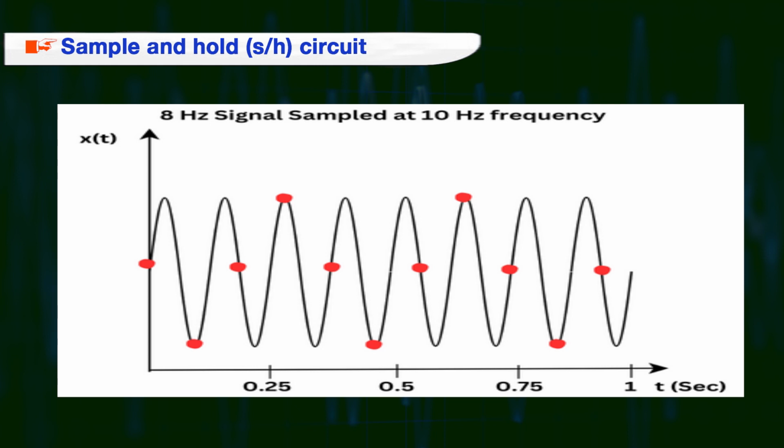Means sampling frequency is less than twice of f maximum. In this case, when we remove the original waveform and reconstruct the waveform using red dots, we get a signal which also looks like a sine wave, but it has entirely different frequency. This is called aliasing error.